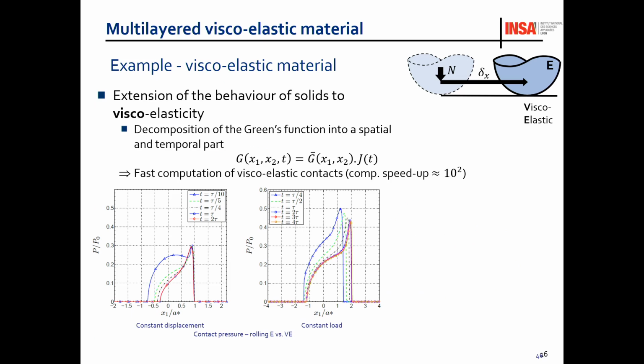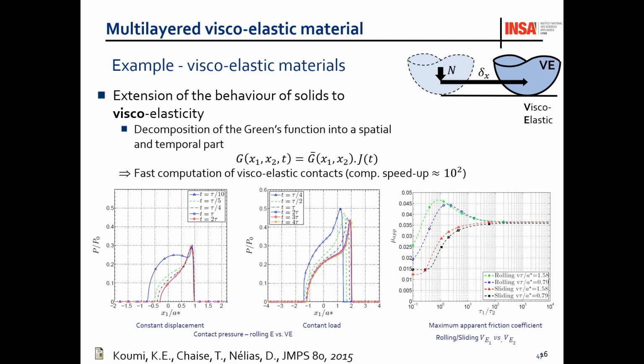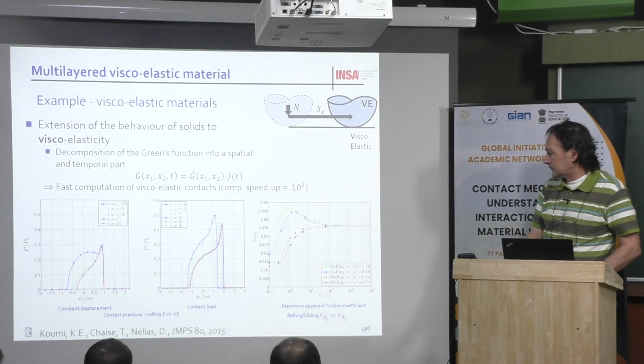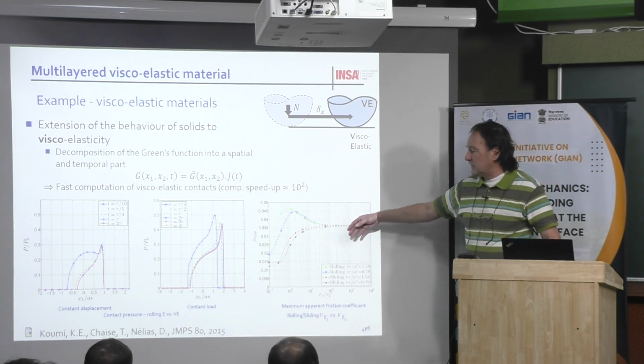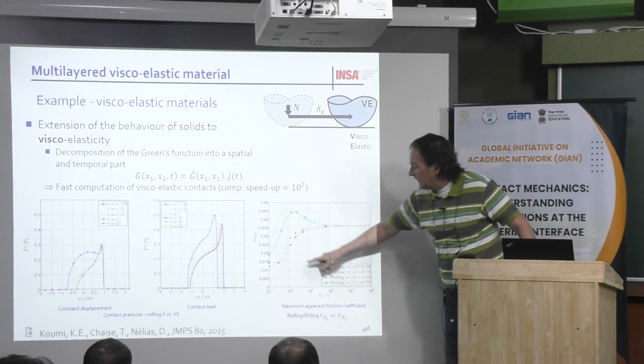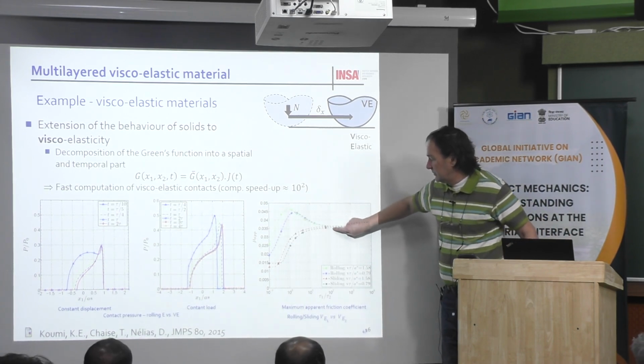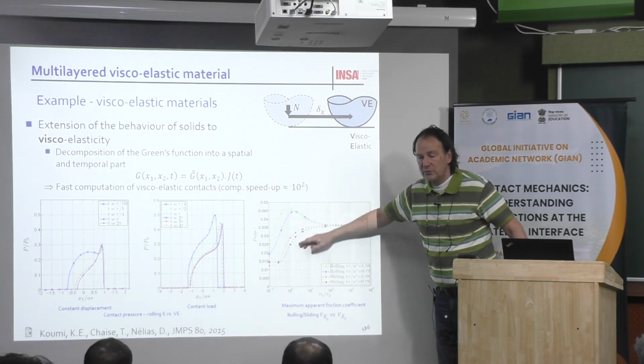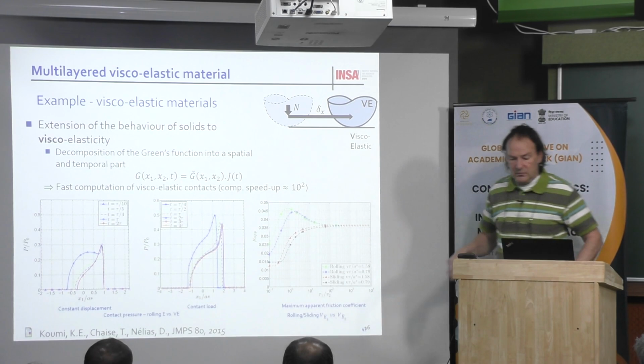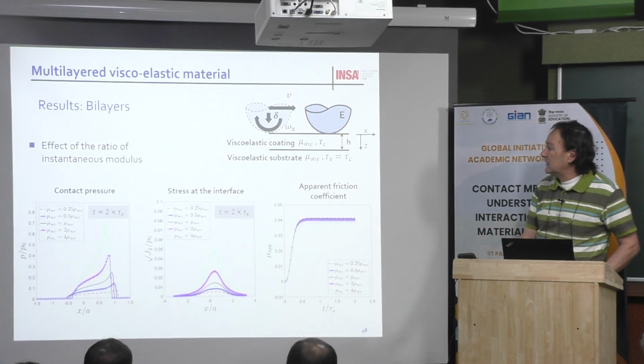Maybe I will switch this one. I will go directly to some results. Okay, we already discussed such type of results. This is for homogeneous viscoelastic material. This is another type of results for viscoelastic materials that are homogeneous. You can see the apparent friction coefficient can vary a lot during the transient regime compared to the steady state regime. But okay, these are other simulations.